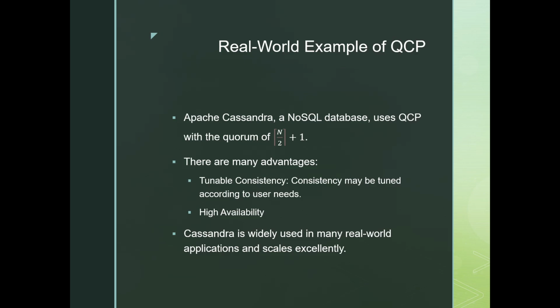So, what is a real world example of QCP? A well known NoSQL database called Apache Cassandra uses QCP with a quorum of n by 2 plus 1. There are many advantages to this, like tunable consistency, where the consistency level can be maintained as per the application or user's need. And Cassandra is widely used in many real-world examples and it scales excellently for large-scale applications. Hence, we see that QCP is a scalable protocol as well.